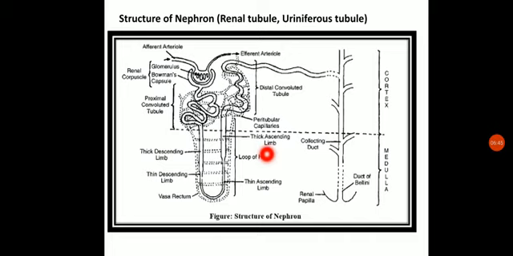Now this system usually works under stress conditions. So normally if the person is under stress, different types of stress we will be discussing, during that condition only this system will be working. So that was about the juxtamedullary nephron.